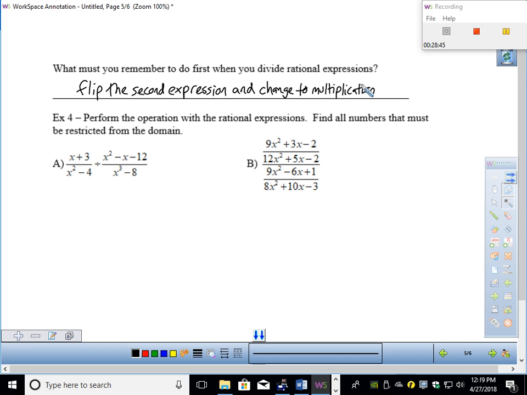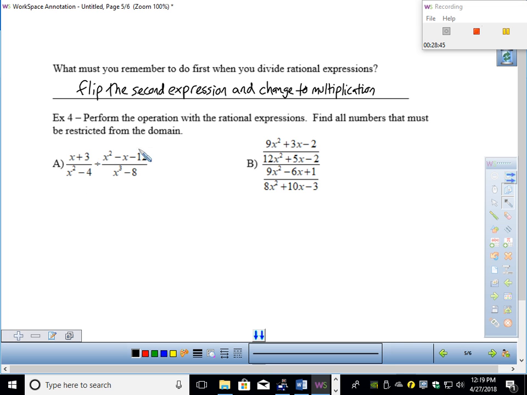And this goes back to the idea, if you remember working with fractions in previous classes, dividing by a fraction is the same as multiplying by its reciprocal. And so that's what we're going to play out here. I'm going to change this to multiplication, and I'm going to change this to its reciprocal. So never the first one, just the second one you flip.